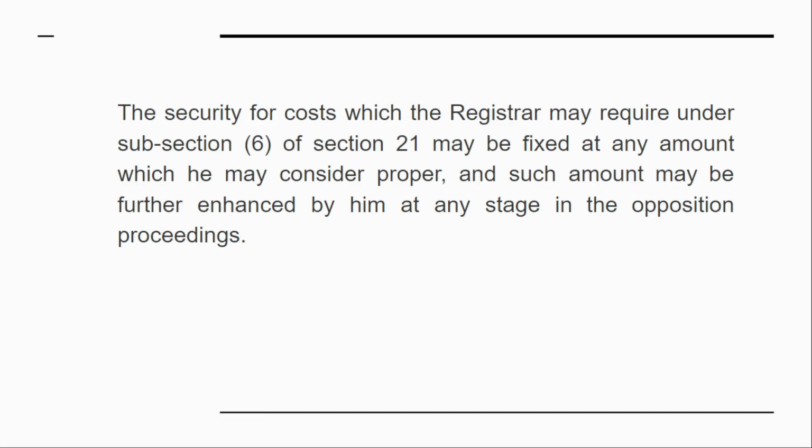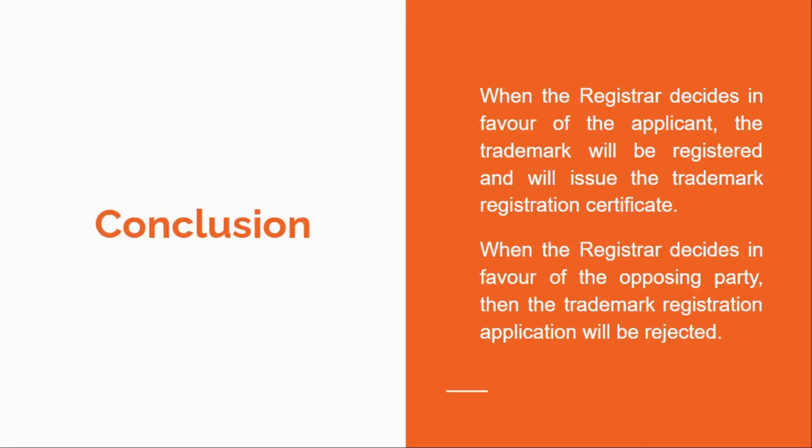Now, to finally conclude, when the registrar decides in favor of the applicant, the trademark will be registered and the trademark registration certificate will be issued. And when the registrar decides in favor of the opposing party, then the trademark registration application will be rejected.